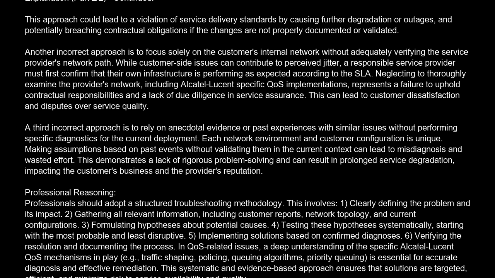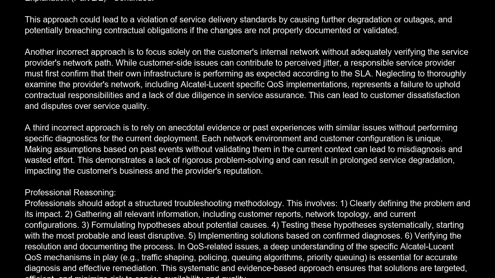A third incorrect approach is to rely on anecdotal evidence or past experiences with similar issues without performing specific diagnostics for the current deployment. Each network environment and customer configuration is unique. Making assumptions based on past events without validating them in the current context can lead to misdiagnosis and wasted effort. This demonstrates a lack of rigorous problem solving and can result in prolonged service degradation, impacting the customer's business and the provider's reputation.